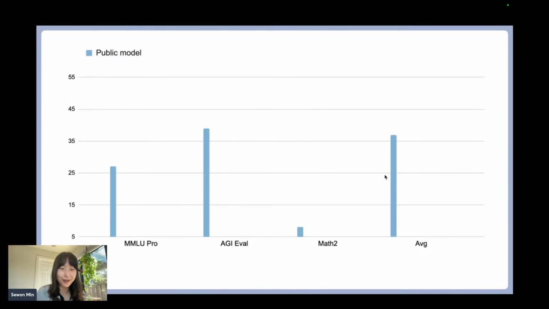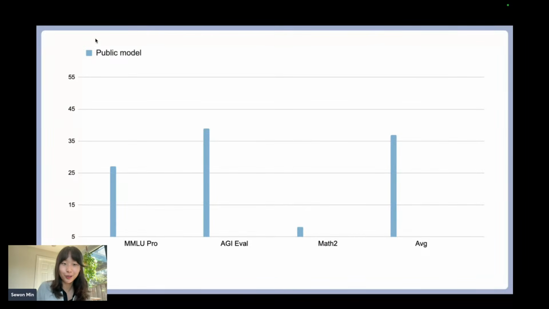Okay, so now I'll talk about the result. In the paper, we included many data sets, I think about 50 different data sets. But for this presentation, I just brought some of the representative data sets as well as the average number. In particular, MMLU Pro and AGI Eval are some of the general purpose benchmarks that are widely used. And math 2 datasets is actually the average of 2 math datasets, GSM8K and Math 500.